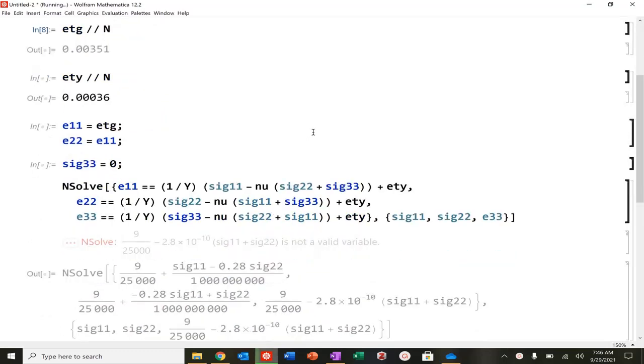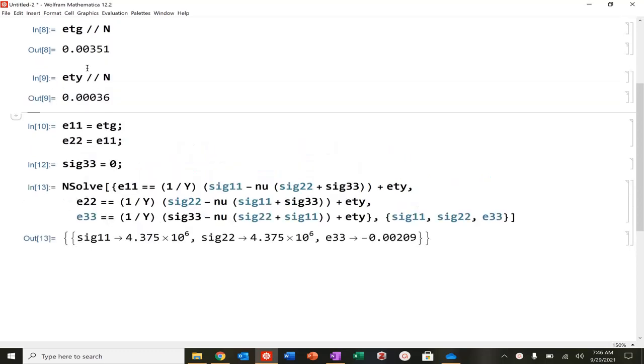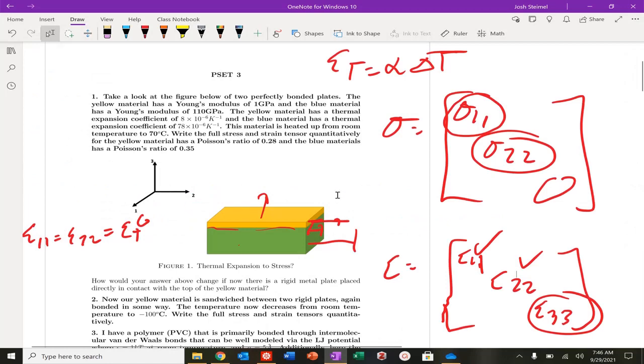Let's see our values. We see our stress, and then we also have the strain is negative, and again the strain is negative because we have this one order of magnitude difference between our green expansion, so it's going to pull that thing quite a bit flat. So that's number 1 done.